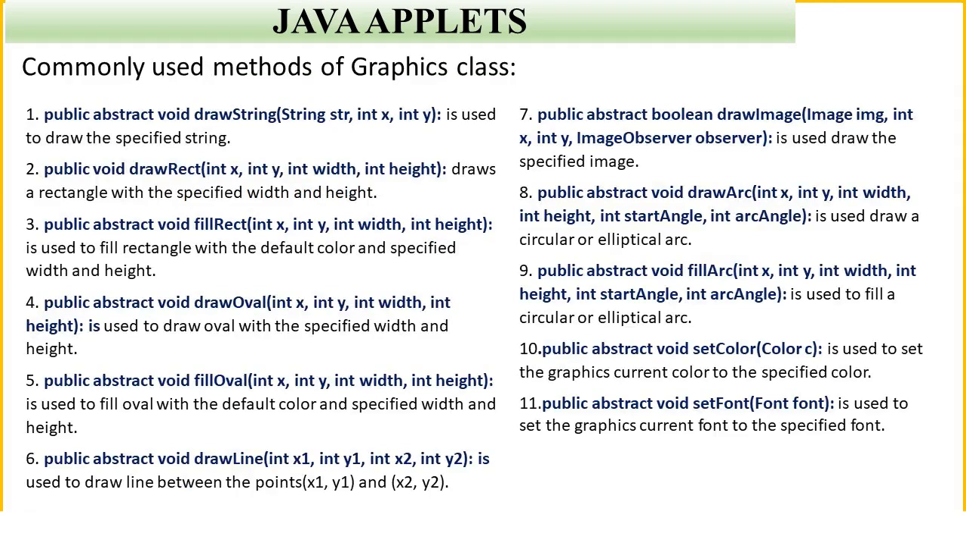Commonly used methods of the Graphics class. We have many commonly used graphics methods: drawString, drawRect, fillRect, drawOval, fillOval, drawLine, then boolean drawImage, abstract void drawArc, abstract void fillArc, abstract void setColor, abstract void setFont. These are the various methods of the Graphics class which can be used.